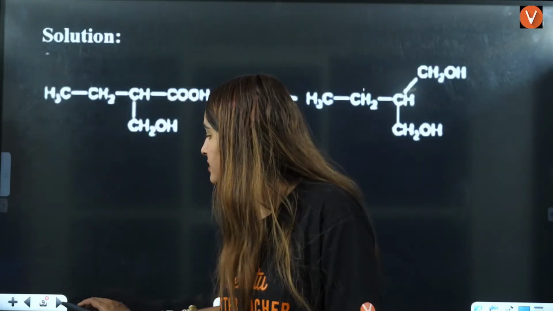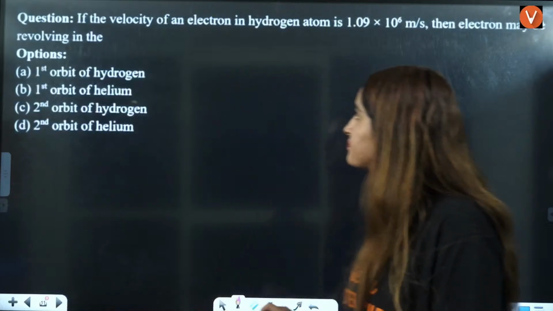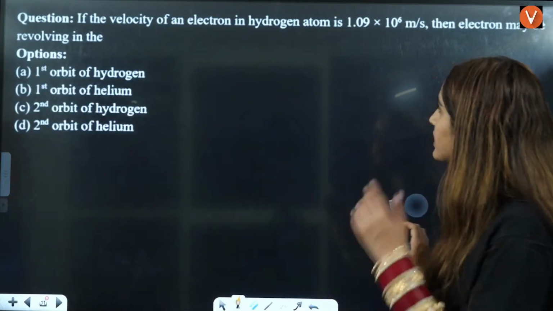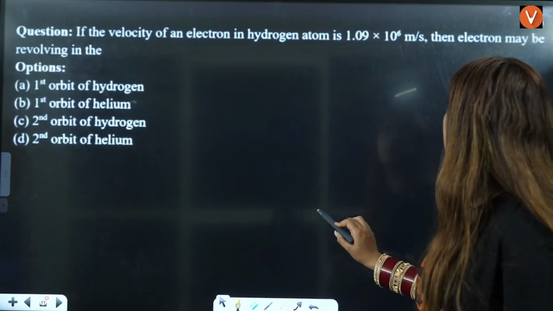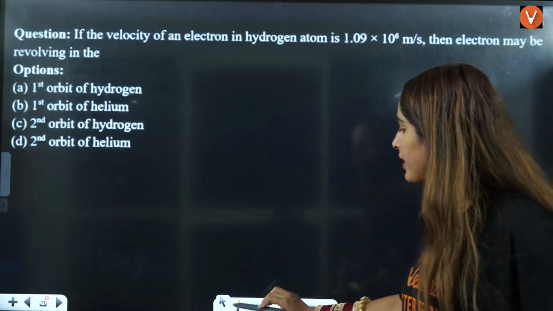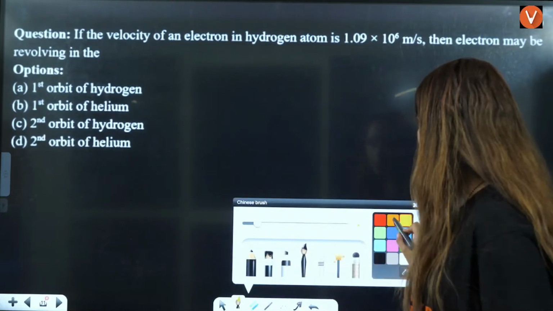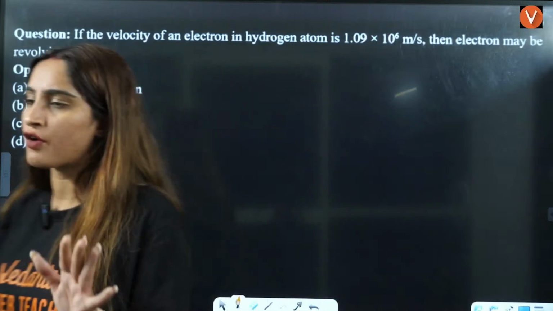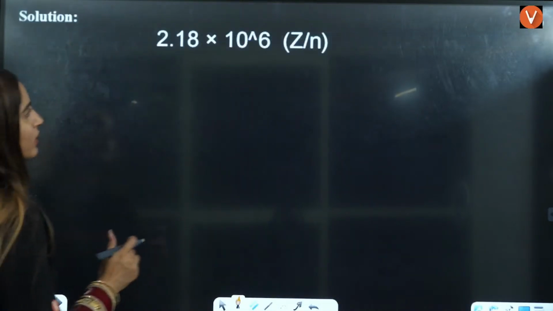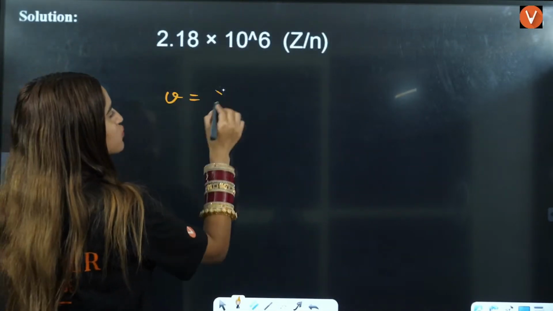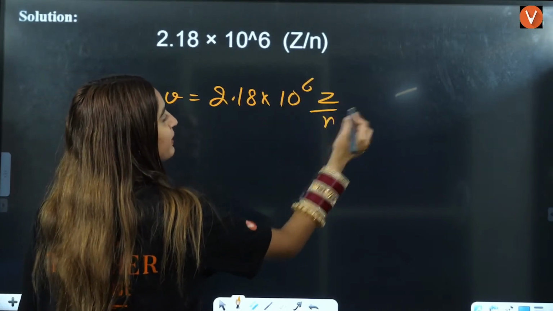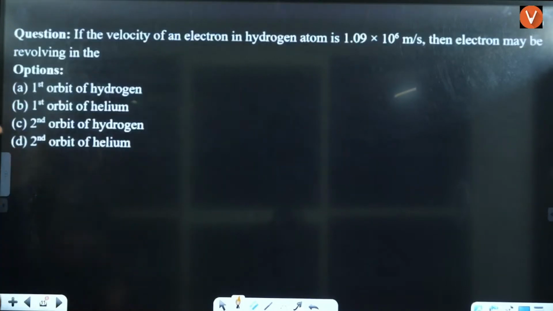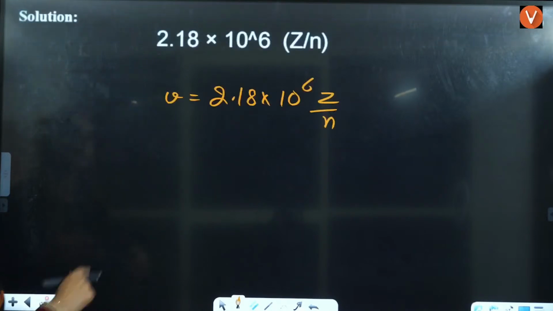Yes students. Next is: if the velocity of an electron in a hydrogen atom is 1.09 into 10 raised to power 8, then the electron may be revolving in which orbit? Very simple. You just have to put the values of velocity here. In the Bohr model, we know that velocity is equal to 2.18 into 10 raised to power 6 Z by n meter per second. And here the value is given to be 1.09 into 10 raised to power 8.